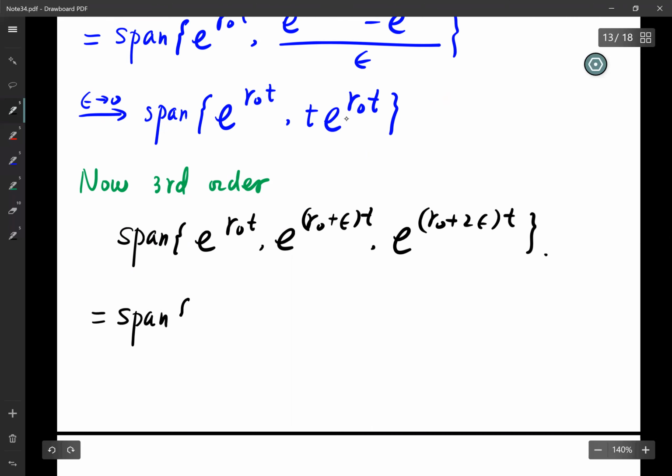So I can play the same game. There are two goals. One is that when I take a limit, this is well defined. And the second is, yeah, any question?